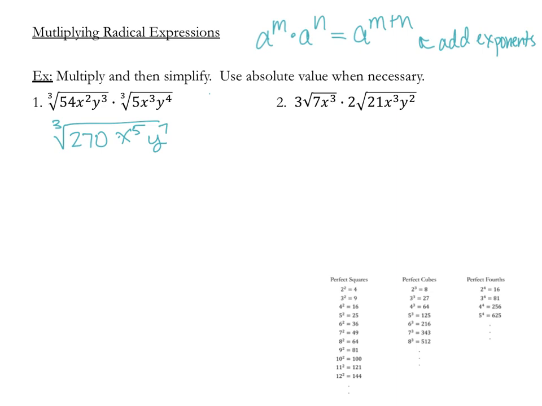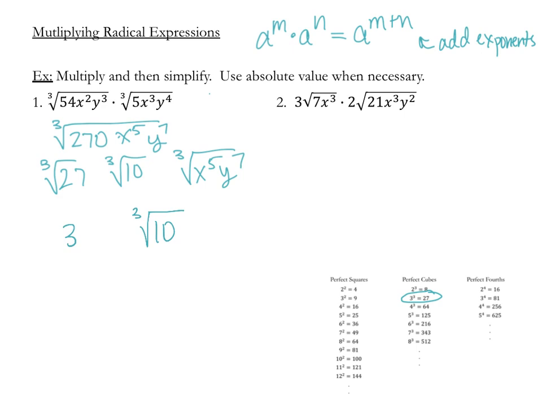And now we have to look at our list. It's a cube root, so we're looking at our list, trying to find something that goes into 270. Hopefully it's pretty obvious here that that's going to be 27 and 10. And these are just breaking down like what we did yesterday. So then this is the cube root of x to the 5th, y to the 7th. And then we're going to simplify here. So the cube root of 27 turns into 3. The cube root of 10 has to stay under the radical.